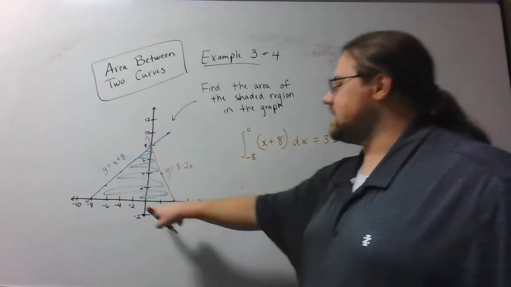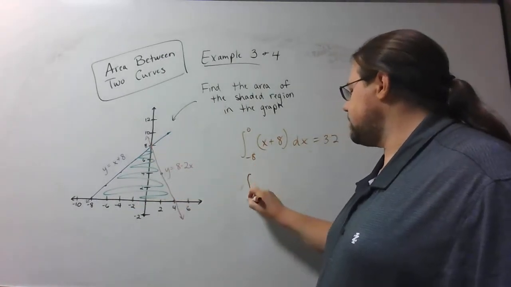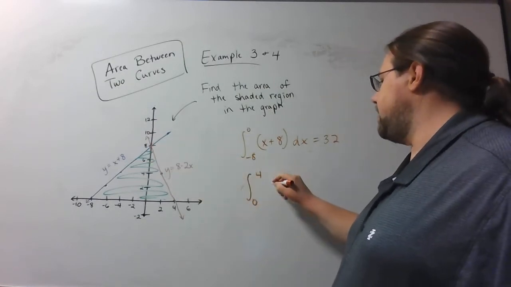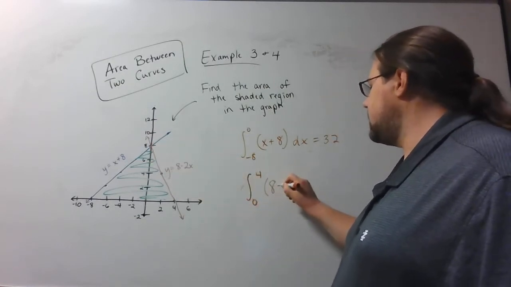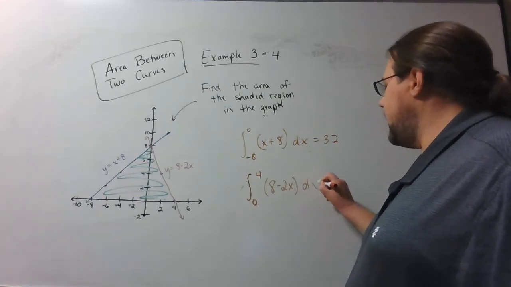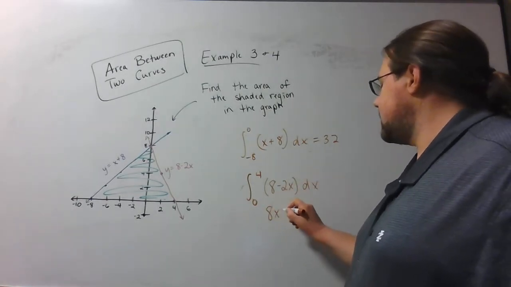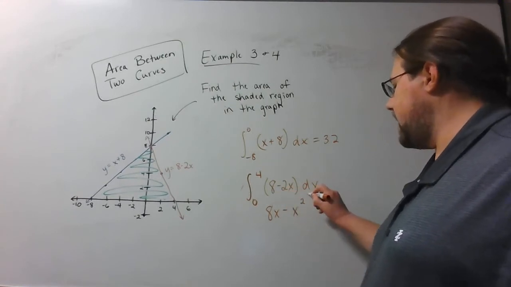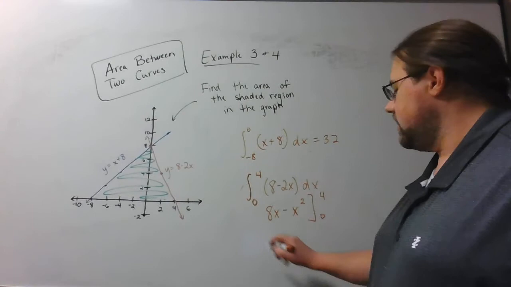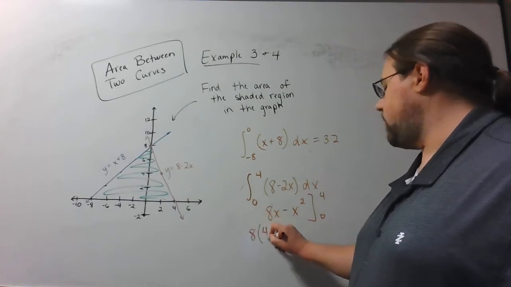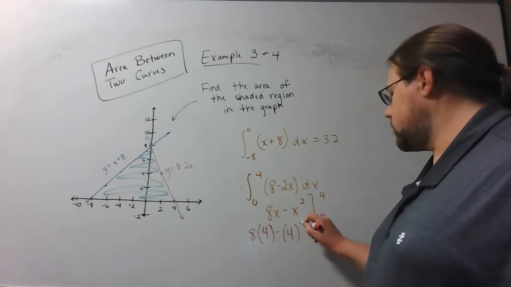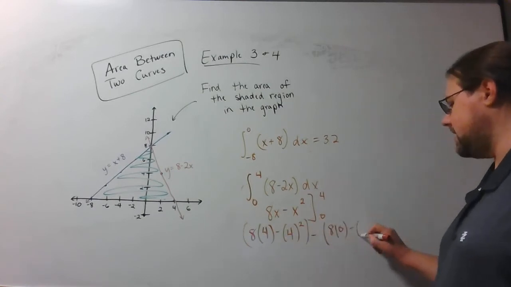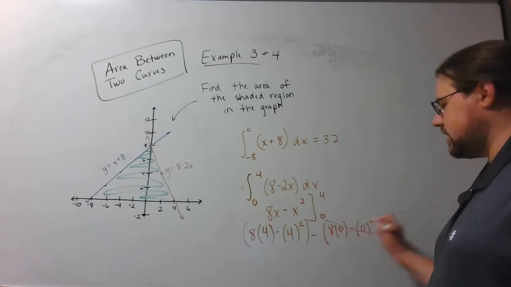In this case, I'm going to go from 0 to 4, and I'm going to use the red function because that's the upper bound for that other region. And so we're going to have 8x minus 1/2 of 2, which is just 1, so that's going to be x squared, evaluated from 0 to 4. So we're going to plug in 8 times 4 minus 4 squared. And then we're going to subtract 8 times 0 minus 0 squared. That's just going to disappear.